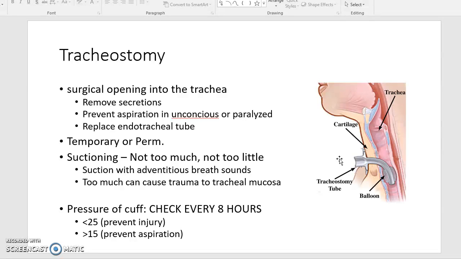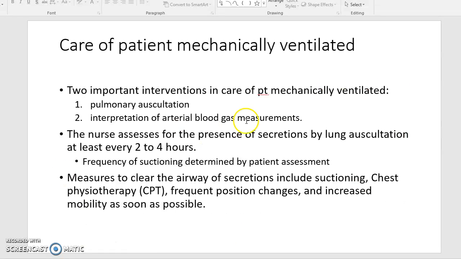Pressure of cuff. Again, this is exactly the same information as the last slide. Check every 8 hours, and less than 25 over 15. Final slide. Care of a patient who is being mechanically ventilated. I just took out a couple things from what I read. I'm not sure if this is everything that we need to know, but I would recommend you go back yourself and look over it.